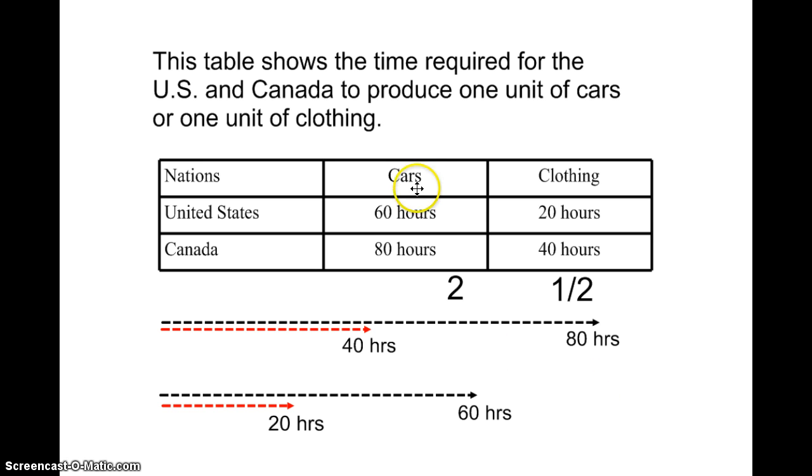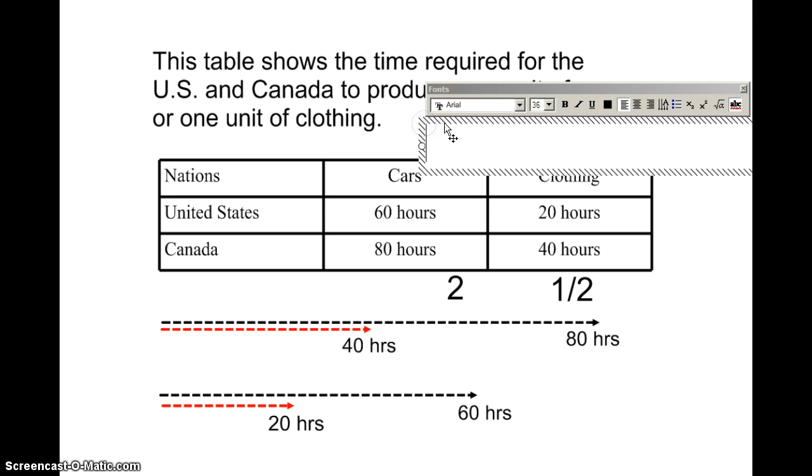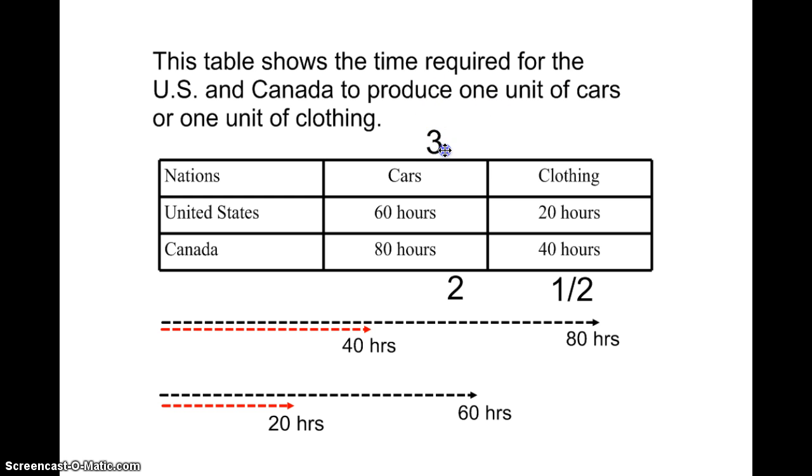The answer is this. If the United States takes 60 hours to make a car, they would have gotten 3 units of clothing made in that period of time. We can see that by looking at this. They've got 1 unit of clothing, 2, and then 3. So they have a total of 3 units of clothing they could have made in that period of time.